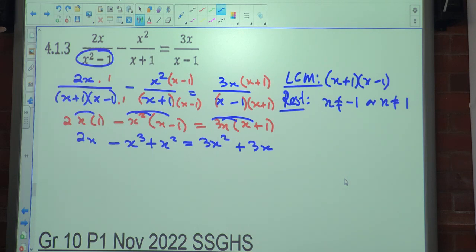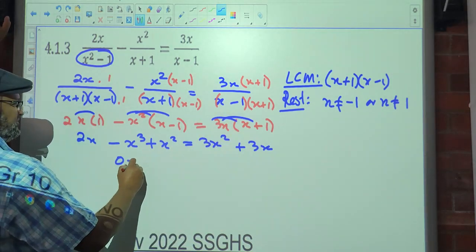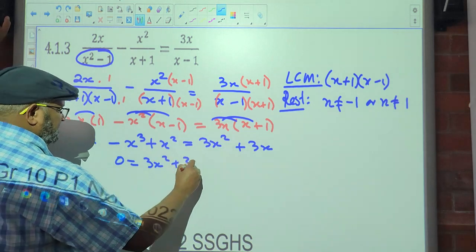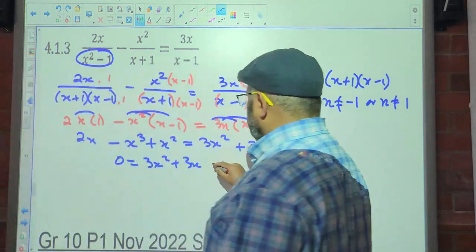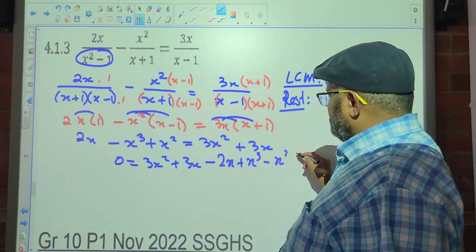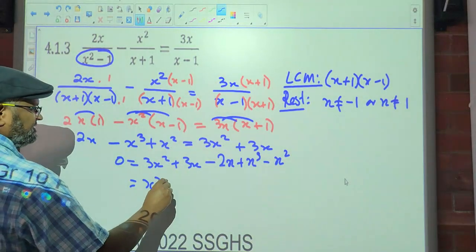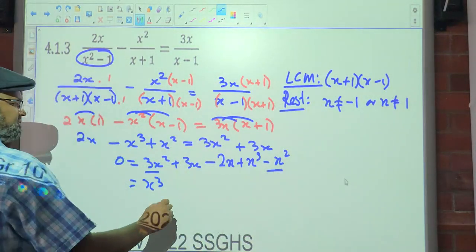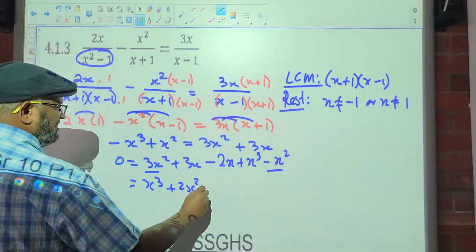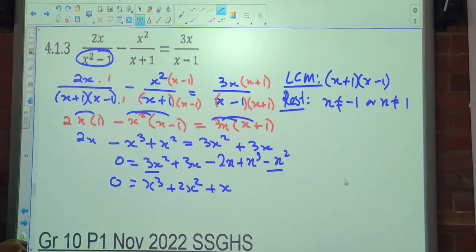So if it's anything but linear, then I take everything to one side and have 0 on the other side. I bring everything to the right hand side, so 0 is equal to 3x squared plus 3x minus 2x plus x cubed minus x squared. So that's simply going to give us x cubed plus 2x squared plus x. So what do I notice now? It's a trinomial.